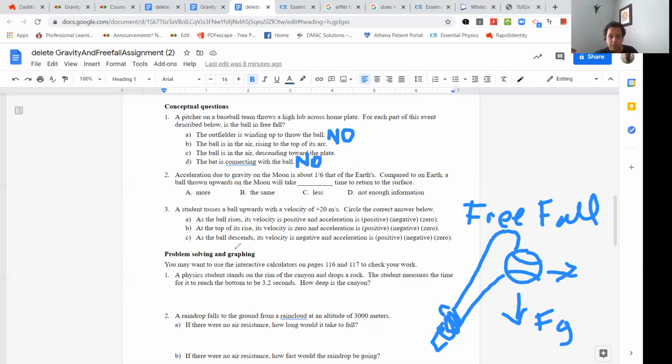All right. Number 2, acceleration due to gravity on the moon is about 1/6 that of the Earth. Compared to on Earth, a ball thrown upwards on the moon will take blank time to return to the surface. So you have to choose A, B, C, or D. So what formula would we use for that?